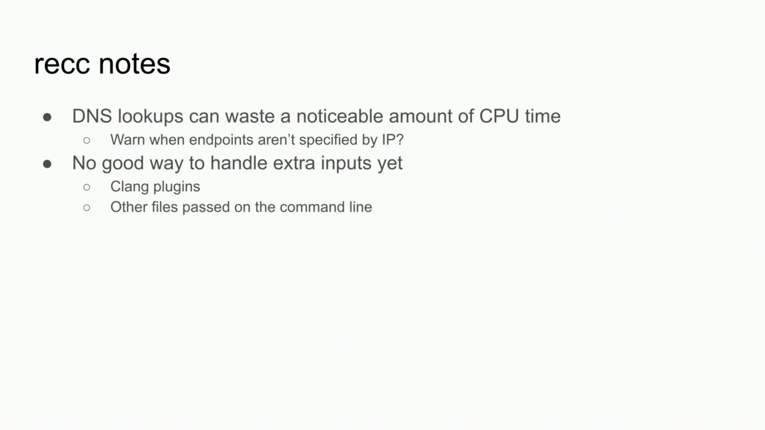And there's no good way to handle extra inputs yet. Rec figures out the inputs to a job by basically running the compiler with -M to generate a makefile rule with all the header dependencies. But this doesn't cover things that aren't source dependencies like Clang plugins or files specified on the command line.